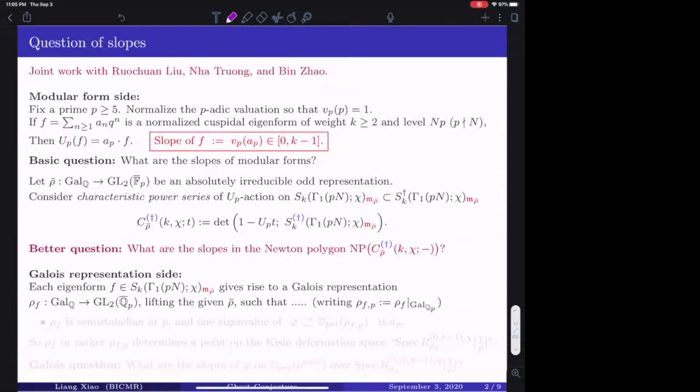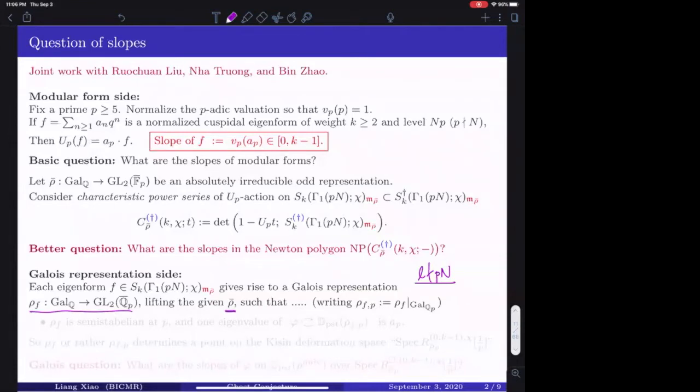In the sense that for each eigenform f, in its eigenspace localized at M rho bar, I have a Galois representation rho f associated to it. And this will lift the residual Galois representation rho bar. And there are also additional properties of the coefficients of this f, a_l. So if l does not divide pN, then a_l will be the trace of Frobenius of rho f. And those are standard conditions you've seen many times.